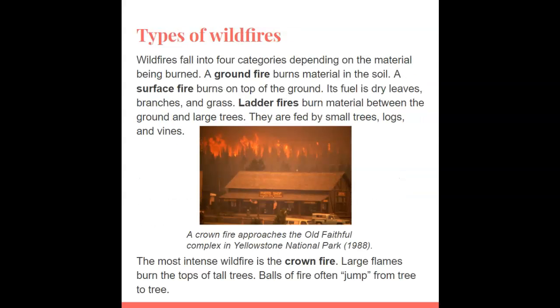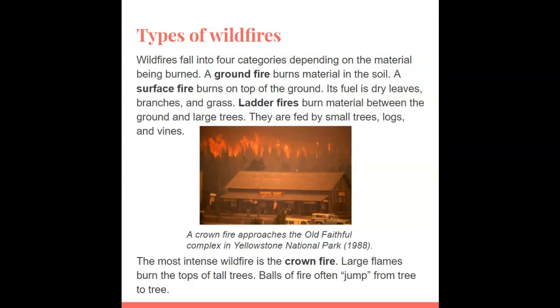Types of wildfires. Wildfires fall into 4 categories depending on the material being burned. A ground fire burns material in the soil. A surface fire burns on top of the ground. Its fuel is dry leaves, branches, or grass. Ladder fires burn material between the ground and the large trees. They are fed by small trees, logs, and vines. The most intense wildfire is the crown fire. Large flames burn on top of tall trees. Balls of fire often jump from tree to tree.